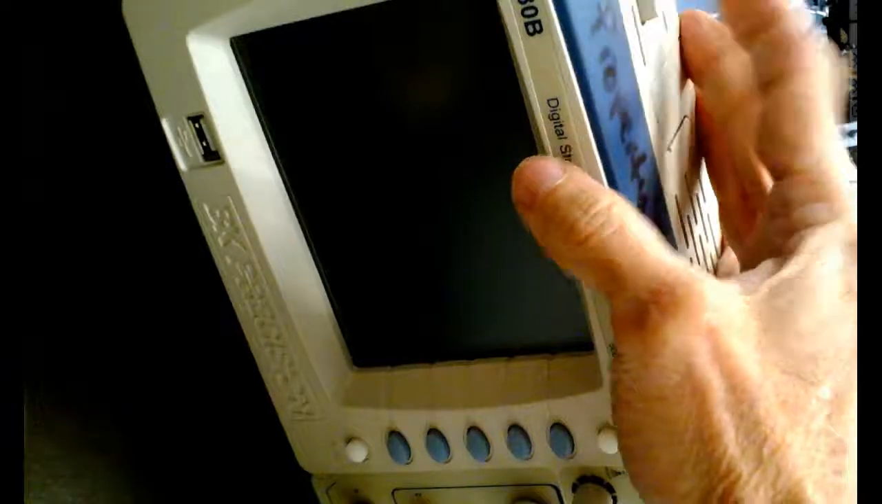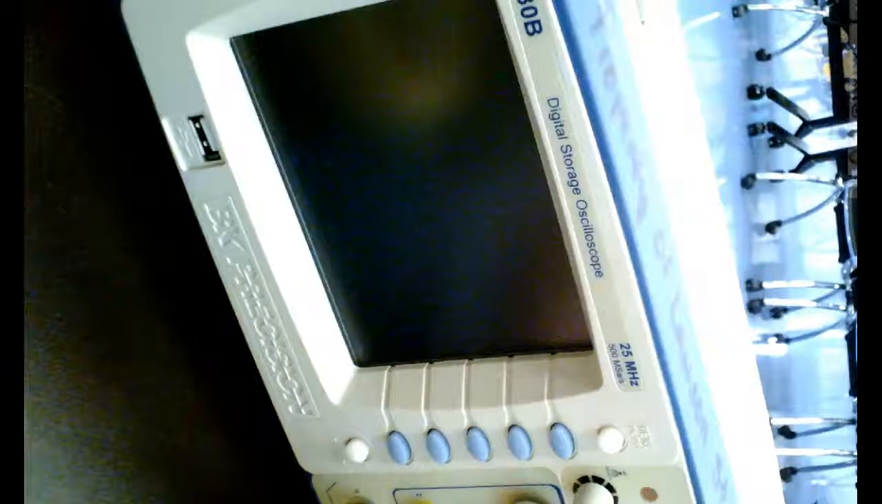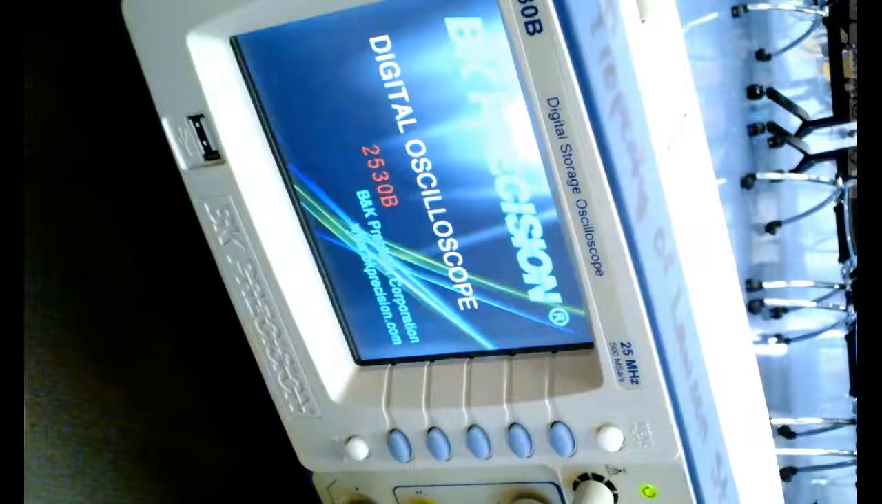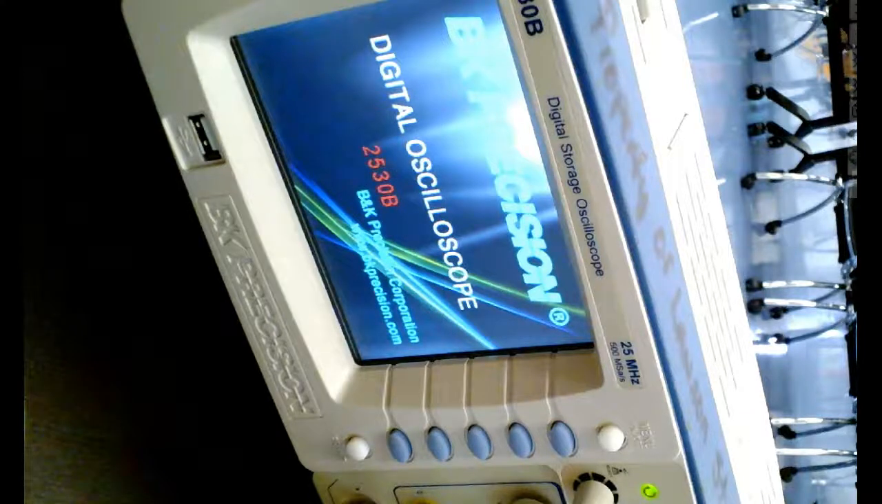What happened? My scope. The scope was still turned on. Oh, somehow I got on. So it's going to set this. Yeah, that's it. Come on.